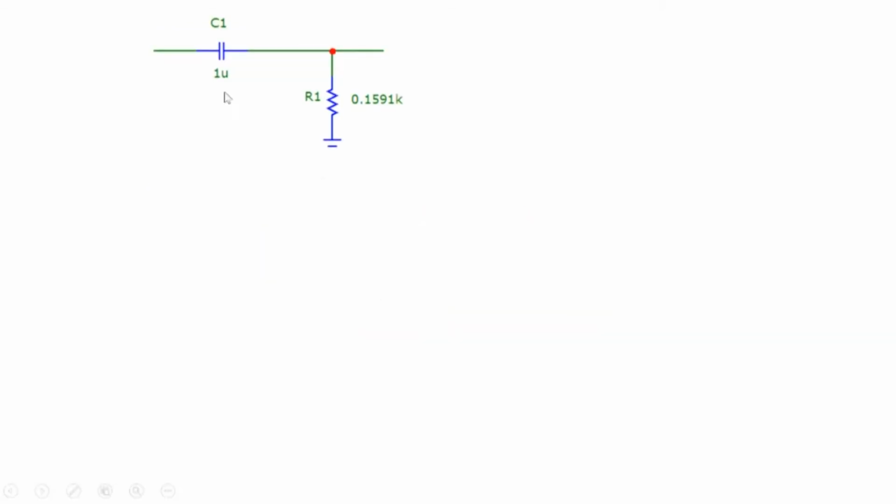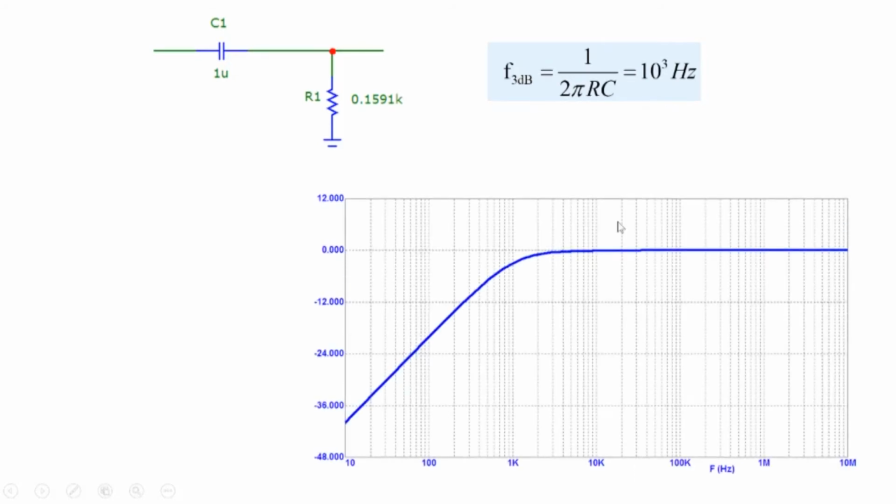Right, so as a concrete example, suppose I take 1 microfarad, R1 is 0.159K. So the cutoff frequency becomes 1 by 2 pi RC, which is 10 to the power 3 Hertz. And these are simulation results, so you can see the exact plot here. And this is our approximate plot. This is what we just obtained, approximate plot, and this is the exact plot.